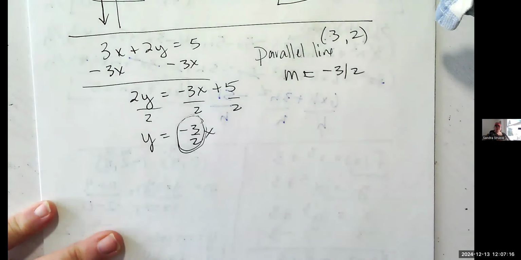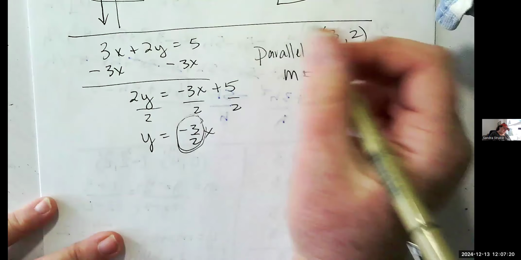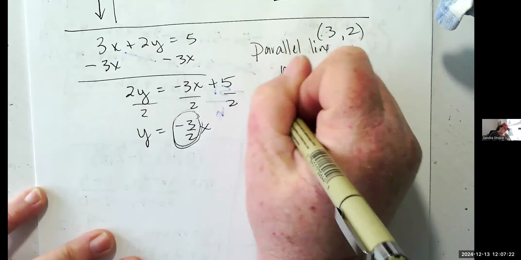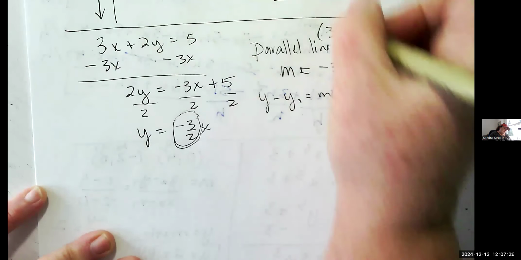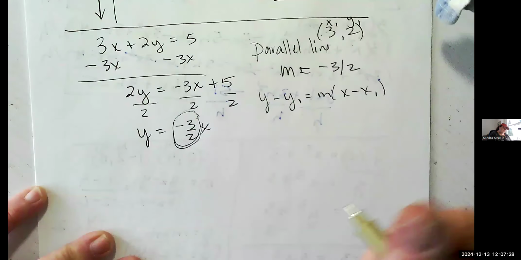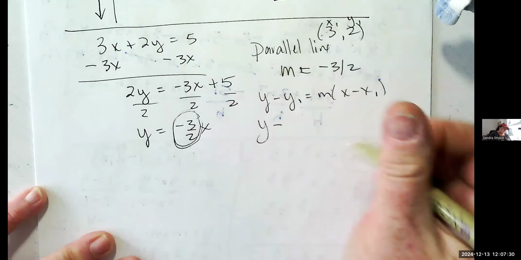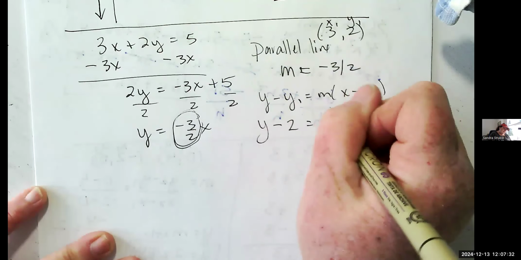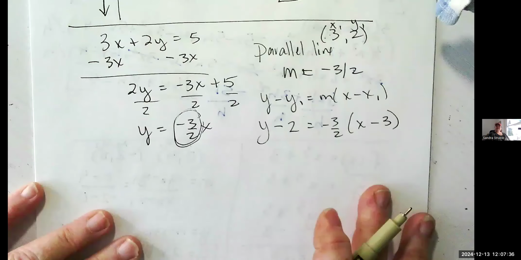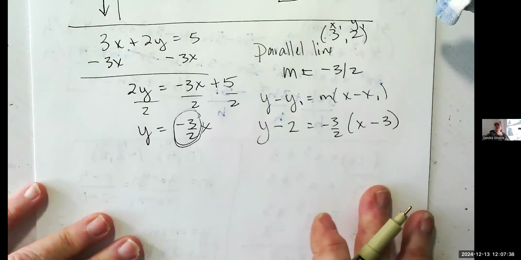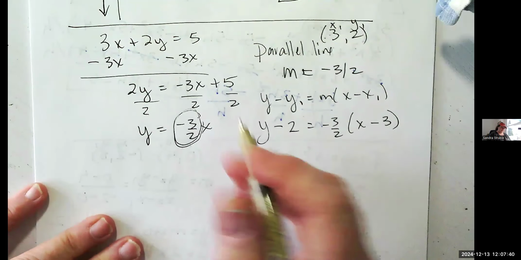We can either use the point slope formula or we can use y equals mx plus b to solve for this. I'm going to go ahead and use the point slope formula. Y minus y sub 1 is equal to m times x minus x sub 1, where this is x sub 1 and y sub 1. All right, so y minus 2 is equal to -3 halves times x minus 3. I know you don't like fractions, so we're going to get rid of the 2 by multiplying both sides by 2.